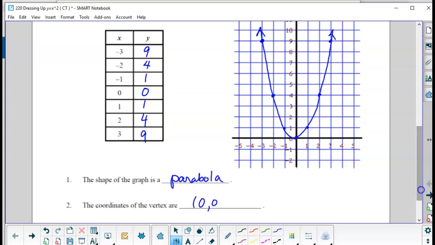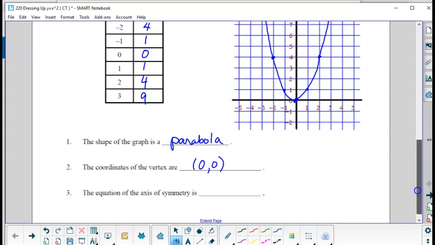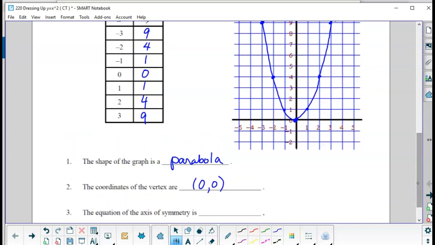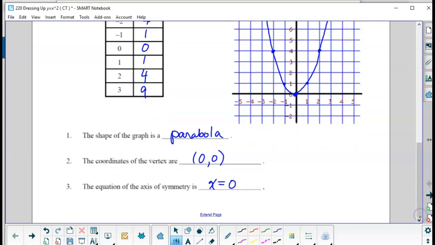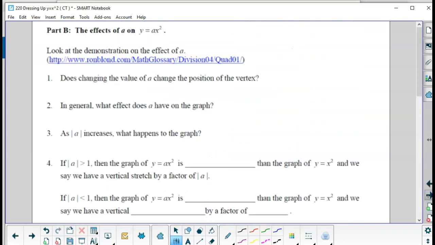Okay, so this is a parabola. Coordinates of the vertex are 0, 0. There's your vertex. Equation of the axis of symmetry, as I just said, is the y-axis, which has the equation x equals 0. Okay, so now we're going to do some transformations of that. So it's the effect of a on y equals ax squared. So there's a demonstration. I'm not going to do that right now.